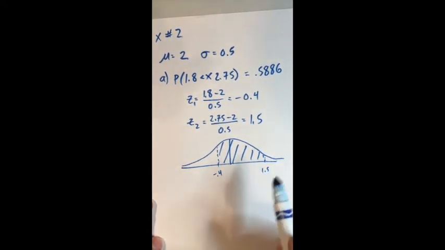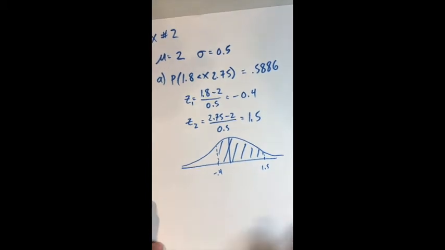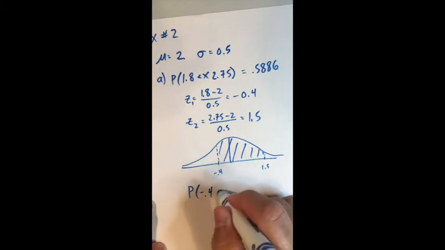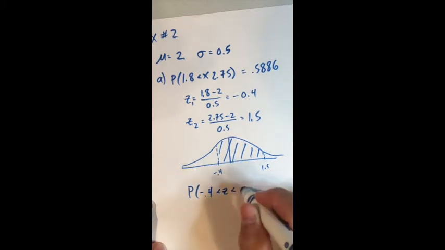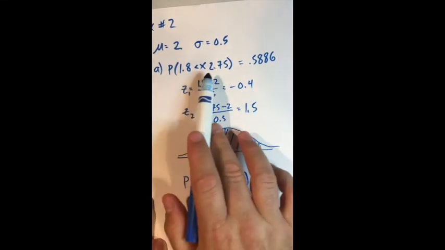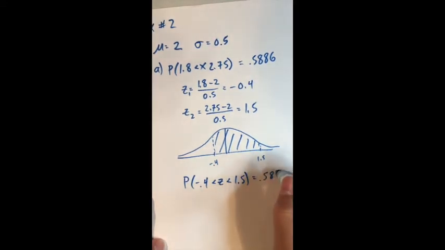So we've already done the calculation, but if you wanted, you could go to the table and look up the area to the left of negative 0.4, and look up the area to the left of 1.5 and just subtract those two values, and it should give you something pretty close to 0.5886. Sometimes we get slightly different numbers depending on whether or not things had to be rounded, but it should be very close to that. So again, x being between these two numbers is equivalent to z being between these two numbers. Either way, we should get the same result.